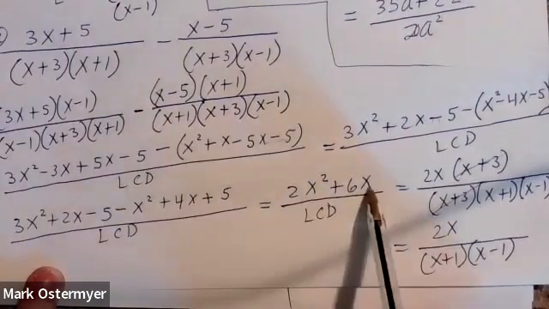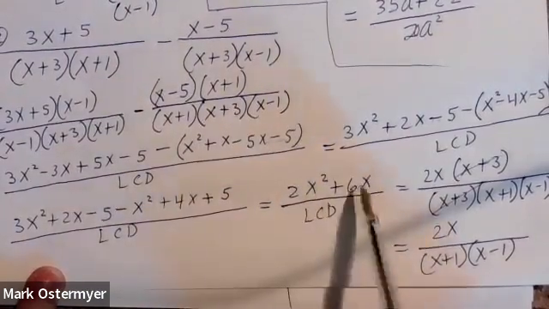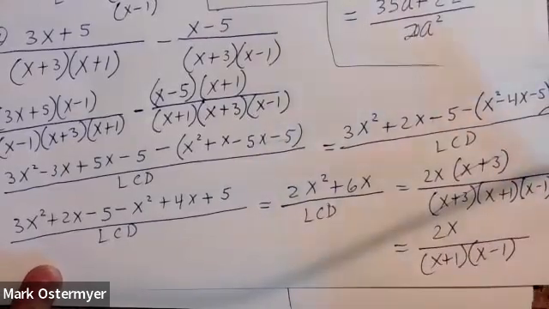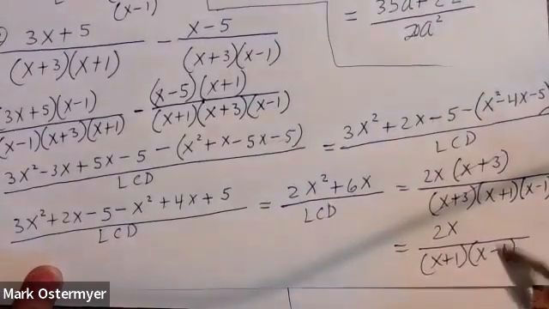And then I'm left with this, and I can factor a 2x out of both these terms here, leaving this behind. And finally, the x plus 3s drop out, and I'm left with this final answer. Did anybody get this final result here?